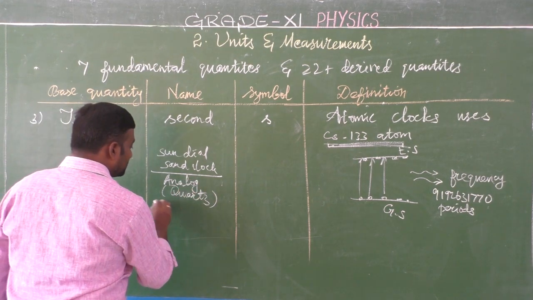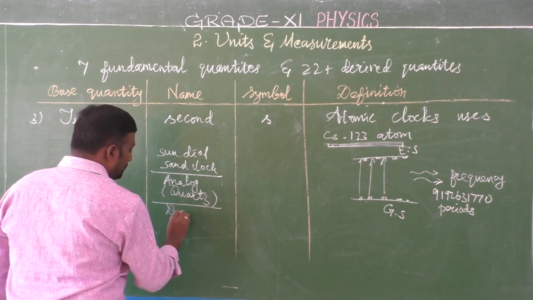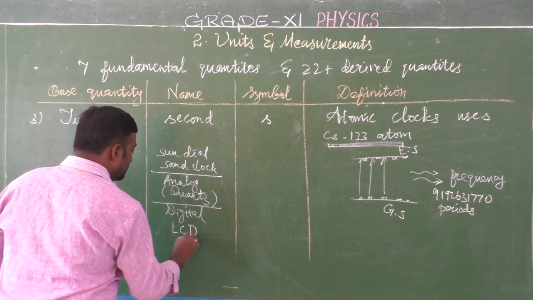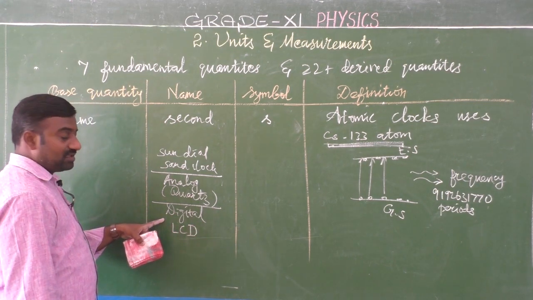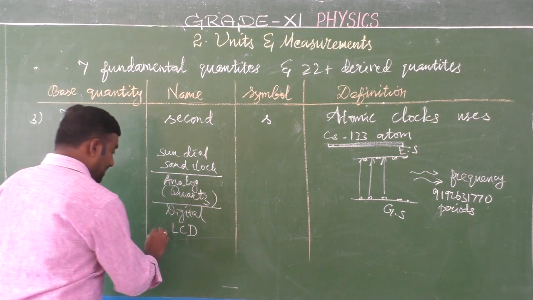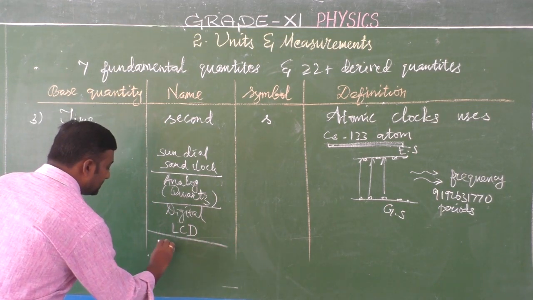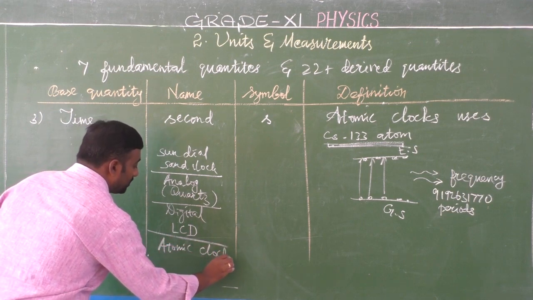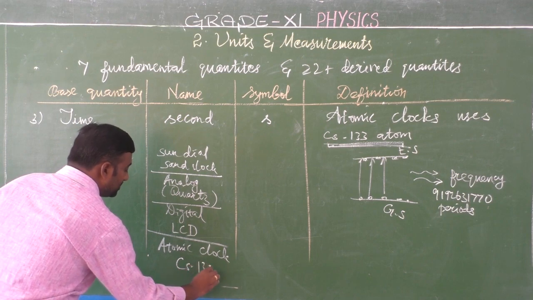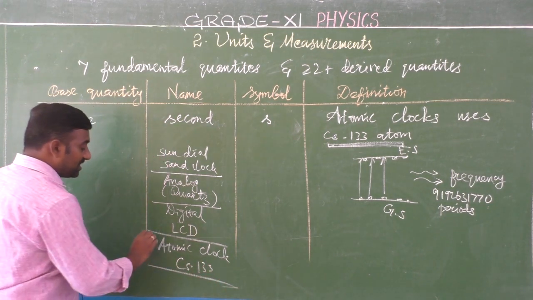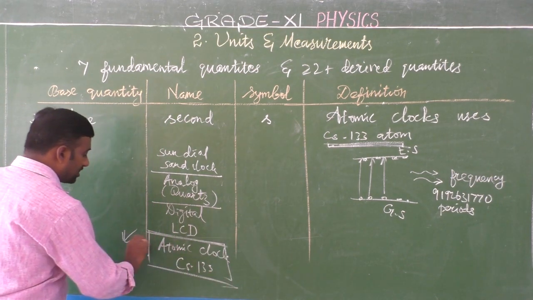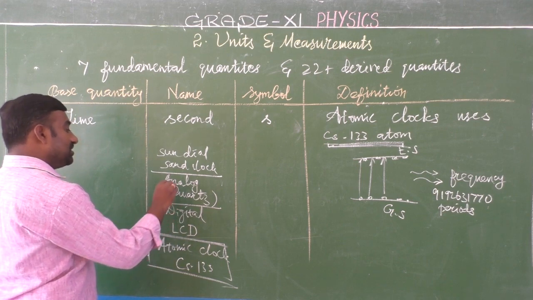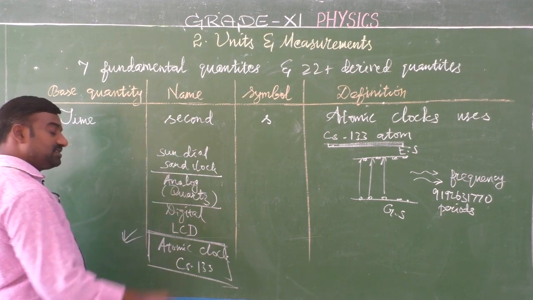After analog, the digital watch comes. The digital watch uses an LCD display, liquid crystal display, but this also has some error. But compared to analog, it is better. And compared to digital, the best one is atomic clocks, because atomic clocks use cesium 133 atoms, so they have greater accuracy. Compared to atomic clocks, digital has a few more errors, and quartz has more error still.